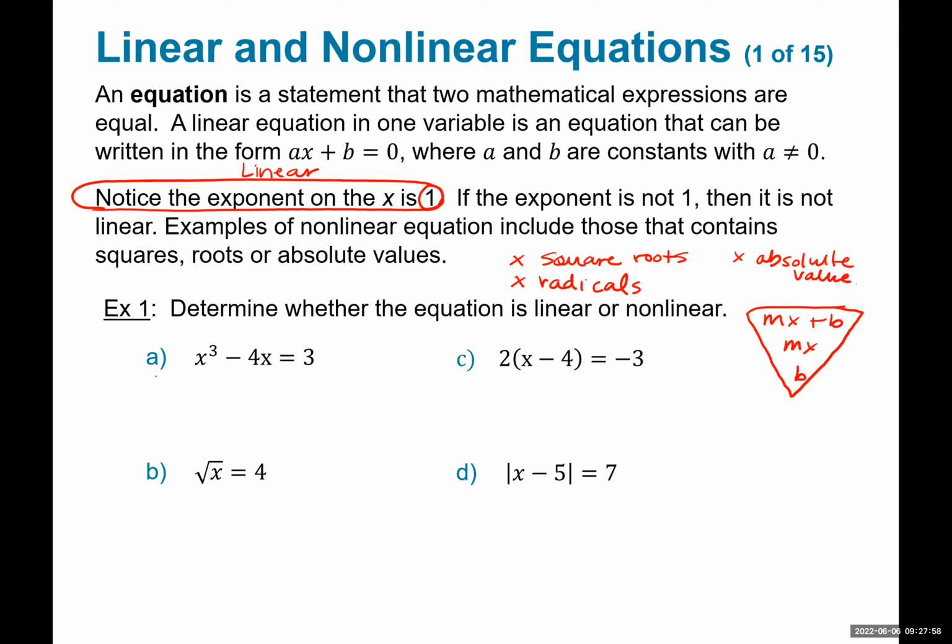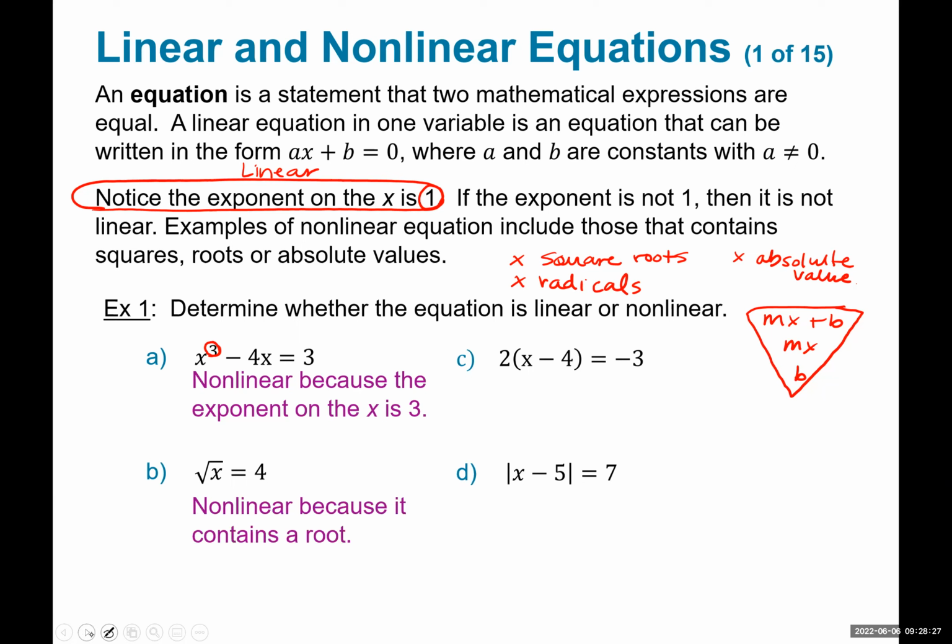All right, now that you've played that game and you are back, here we go. This one has an exponent larger than 1, or other than 1 rather. So therefore, this is nonlinear. Nonlinear because that exponent is 3. For B, we have a square root symbol. Remember, we said we can't have any roots because that splits the x. And so this is nonlinear because it contains a root.